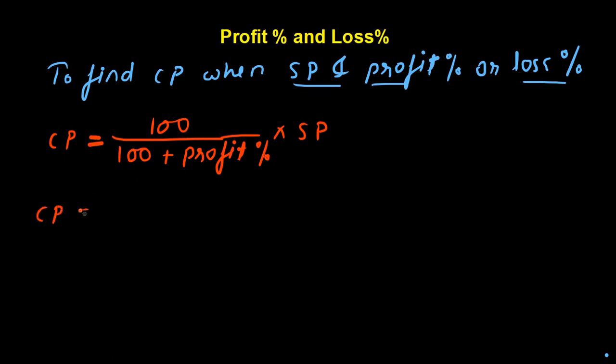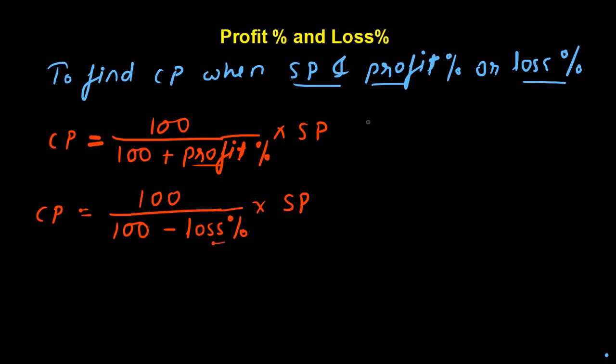Now to find out the CP when there is a loss, it's like 100. Now what do you need to do? 100 minus loss percentage, multiplied by SP. That's it, there is no more change. Can you see the change? When profit is given, in your denominator you should just add 100 plus profit. And otherwise, if there is a loss, then 100 minus loss. So this is the formula.